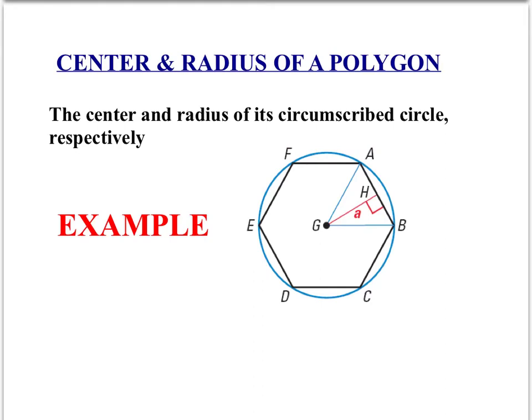So if we have a polygon that's circumscribed in a circle, the center and radius of that polygon is the center and radius of the circle. So in this image here, we see this hexagon circumscribed in this circle. We know the center of it would be the center of the circle, and the radius would be whatever the radius of the circle is. This would be the radius of our polygon.